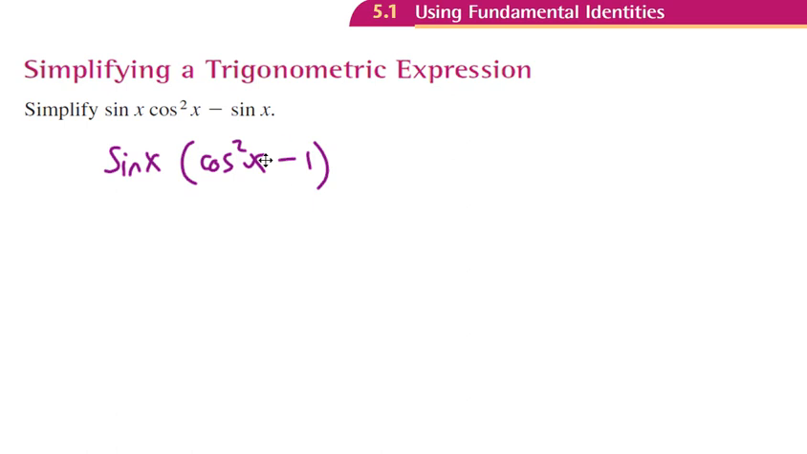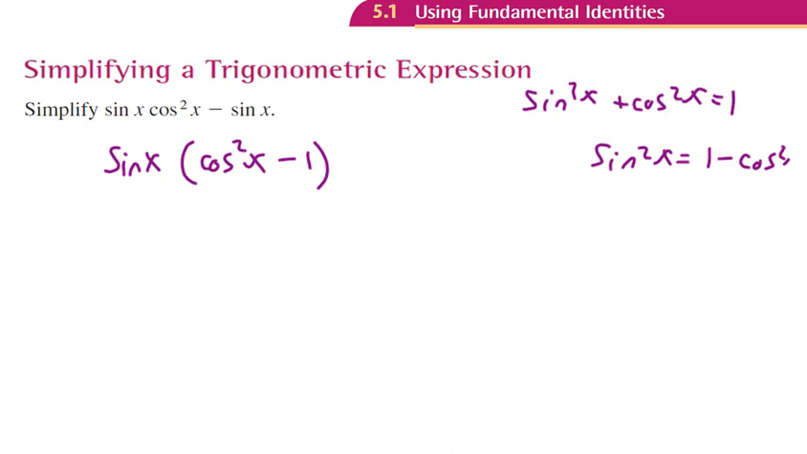Now, this looks really close to sine squared plus cosine squared equals 1. Right? This looks really close. If I subtract cosine squared of x over here, sine squared of x equals 1 minus cosine squared of x. So this is one of our Pythagorean identities. But only one little problem: cosine squared of x minus 1 and 1 minus cosine squared of x aren't quite the same.